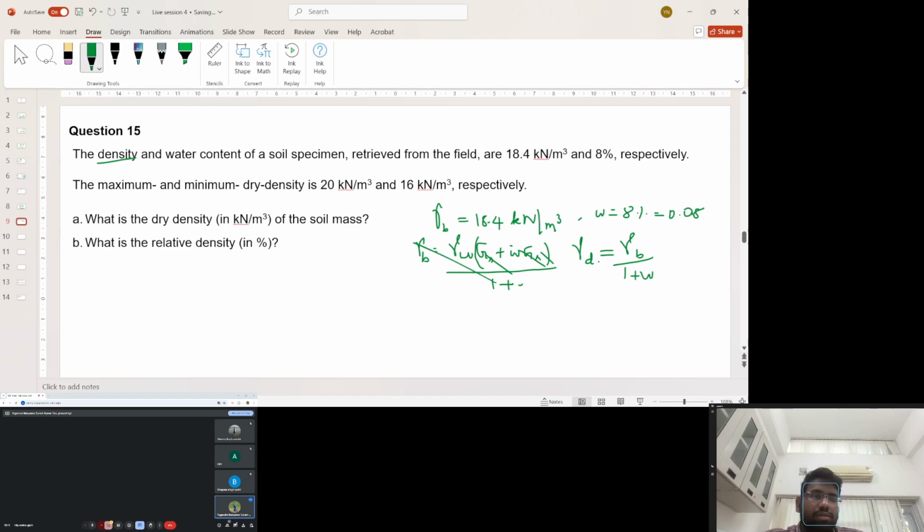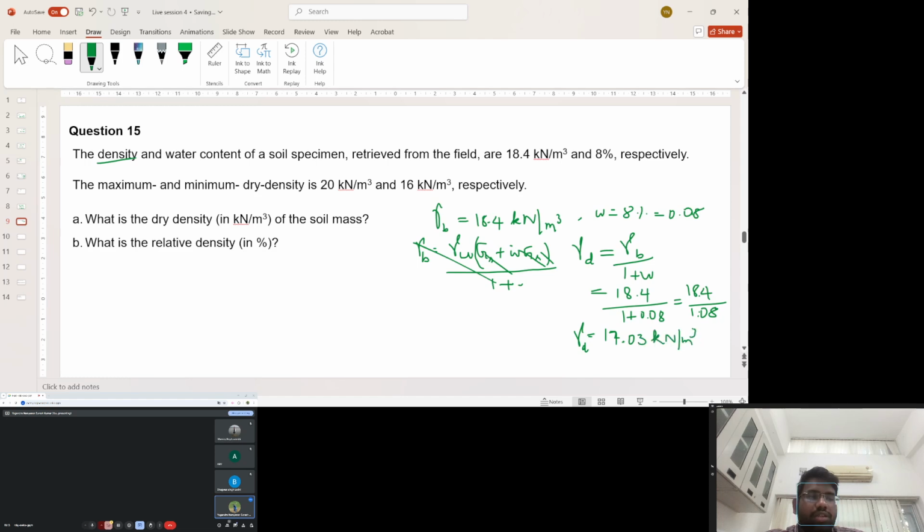Yes, sir. Now your gamma bulk is 18.4 divided by 1 plus 0.08. How much are we getting? 18.4 by 1.08. 17.03. So dry density is 17.03 kilonewton per meter cube.